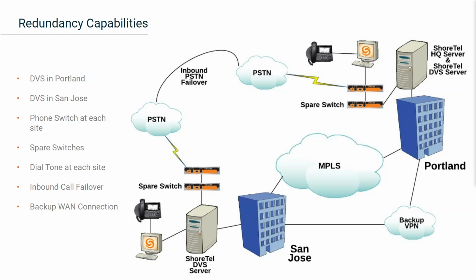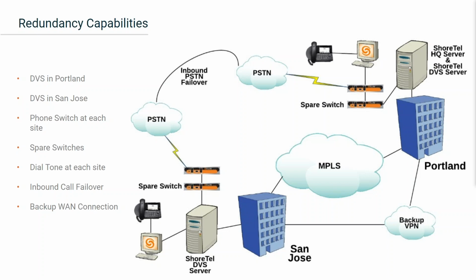So in this design, I've built multiple redundancies, starting with DVSs at the headquarters site. You can see the headquarters site is Portland here, and we have the ShoreTel headquarters server, and we also have a DVS server. By installing that DVS at the headquarters, all the voicemail boxes, auto attendant, desktop clients, work groups can be offloaded from the headquarters server, allowing us to have that redundancy if the headquarters server goes down or needs to be rebooted. All of those features are running on the DVS. But if the DVS goes down, those features roll over to the headquarters server.